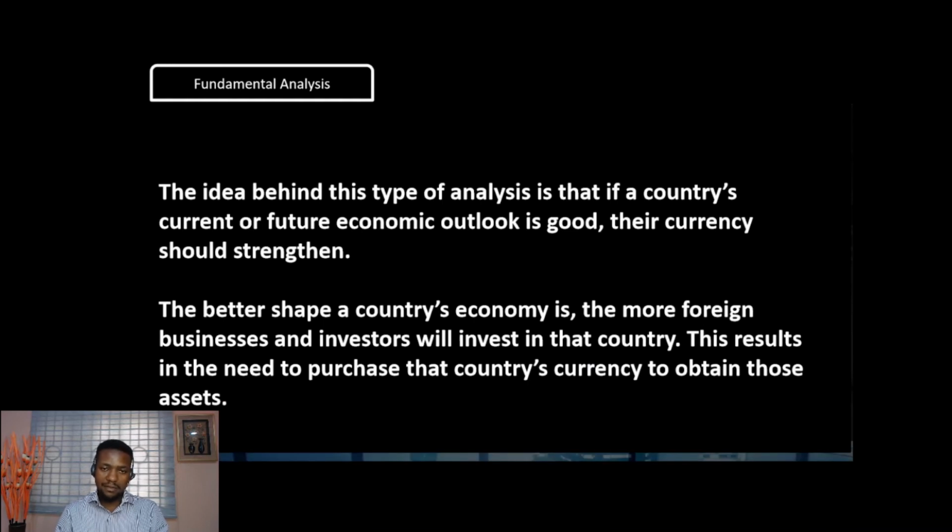Technical and fundamental analysis is something you should not joke with. No matter how you understand technical analysis, you must understand fundamental, and no matter how you understand fundamental, you must also put technical into consideration. So the idea behind this type of analysis is that if a country's current or future economic outlook is good, then their currency should strengthen.